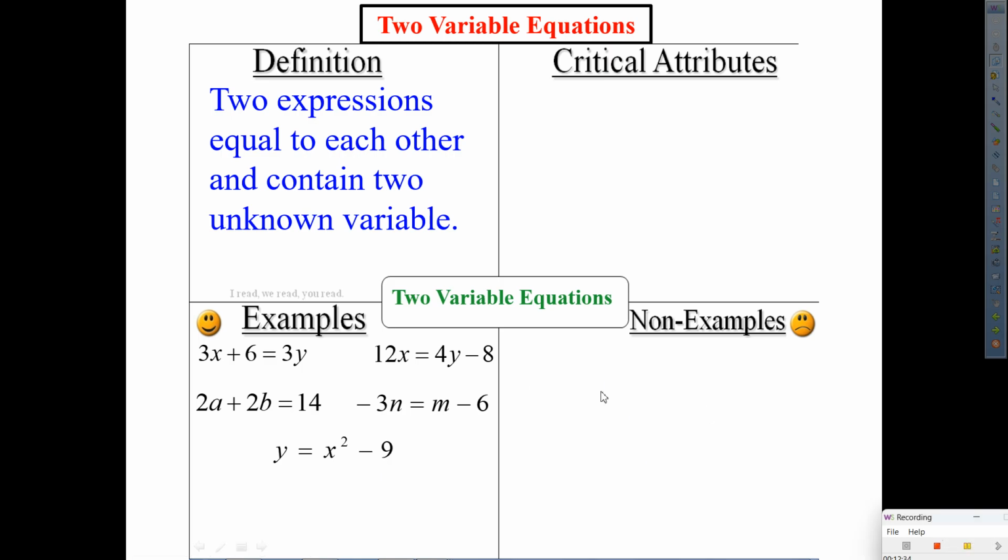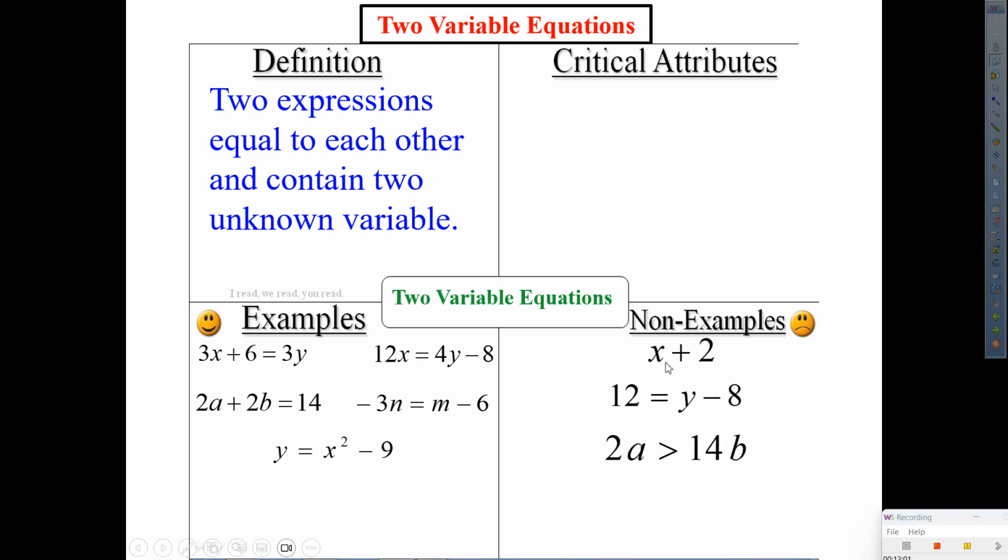For the sake of time, according to the definition, it says two expressions equal to each other. Let's see. Expression, expression, equal. Yes? Expression, expression, equal. Same and same. Okay? Contain two unknown variables, x and y, a and b, n and m, x and y. Yes. All right. We good? Yeah. Straightforward. Non-examples.